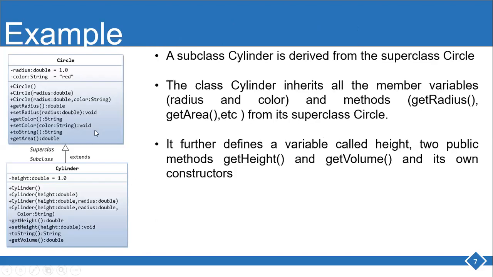Here you can see the example. Circle is a class and cylinder is also a class. I think you have done the UML class diagram in the 008 lesson. This notation denotes that cylinder is a subclass and circle is the parent class or superclass. That's why the arrow is pointed like this. In the circle, we have attributes like radius and color, and methods like Circle, radius, double, getRadius, setRadius, getColor, like that. Last year also I mentioned minus and plus: minus means private and plus means public.